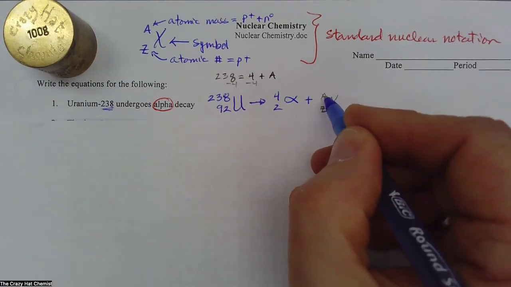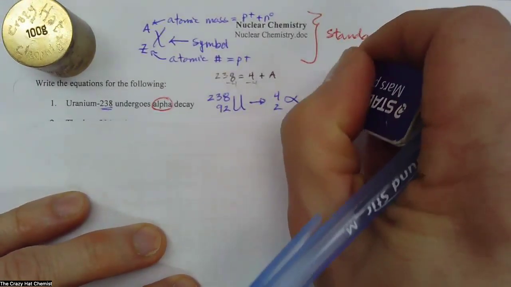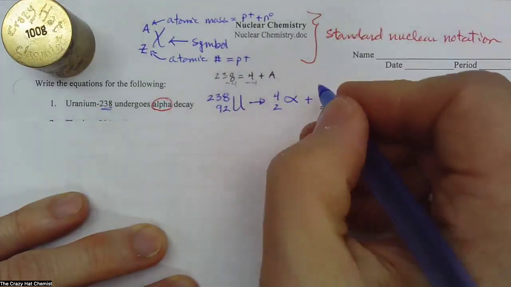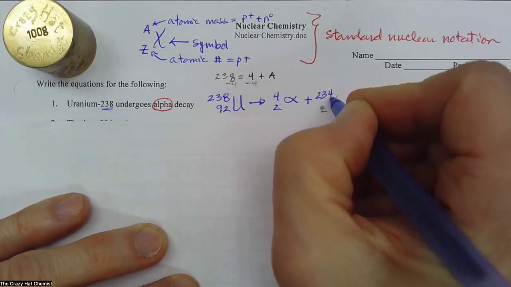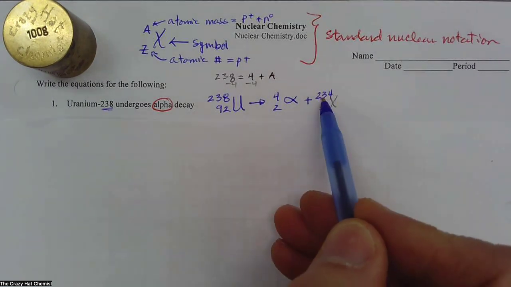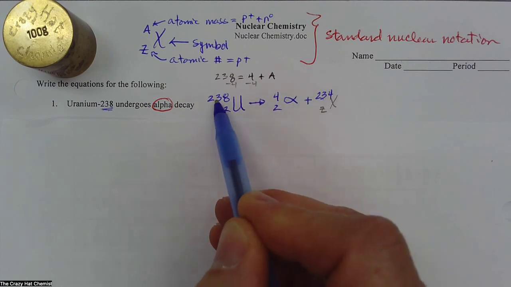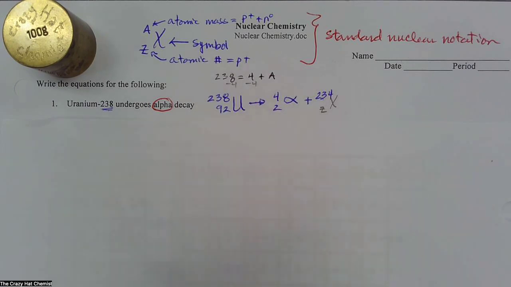234. So A is going to be 234. What we're going to do is get an eraser, erase the A, and that will allow me to replace that A with 234. Now you should actually check your work to make sure that this works out okay, and that's 234 plus 4. Does that equal 238? Yes, it does. So we're good right there.